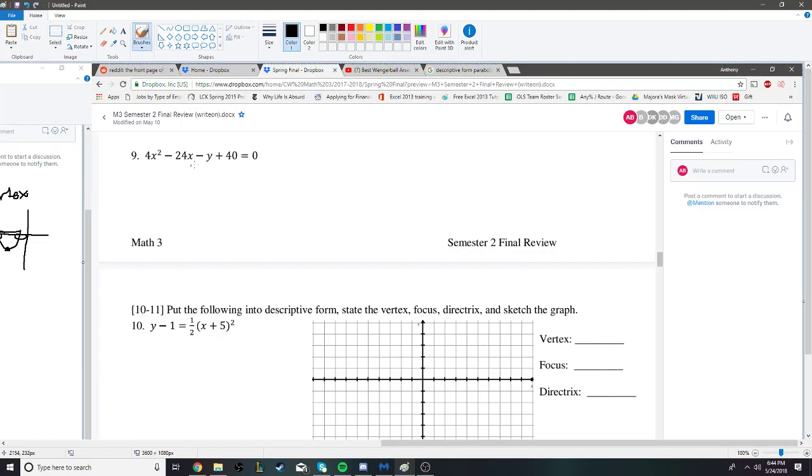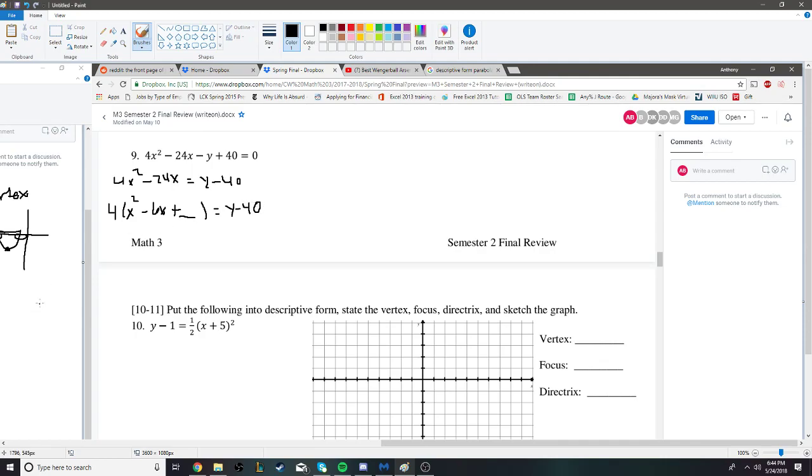So I'm going to get the y and the 40 out of here. So this is going to be 4x squared minus 24x equals y minus 40. I'm just moving them to the other side. Then I'm going to factor out the GCF of 4 and make this x squared minus 6x plus blank is equal to y minus 40.